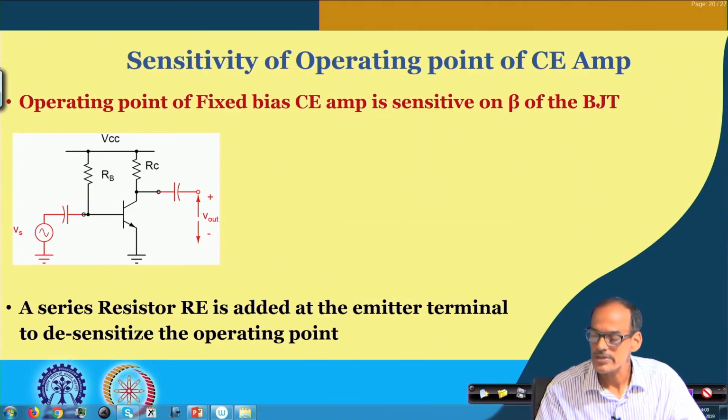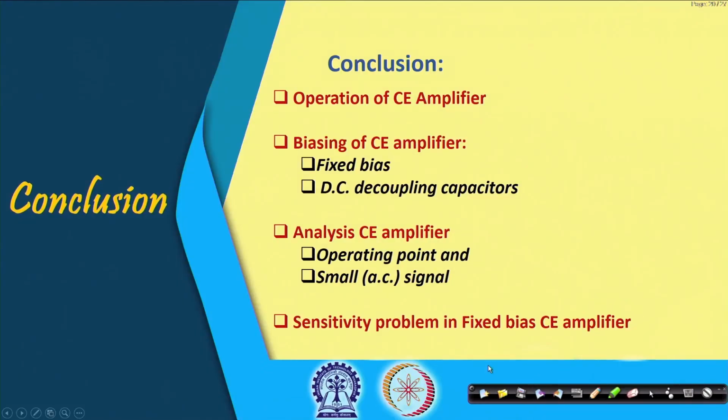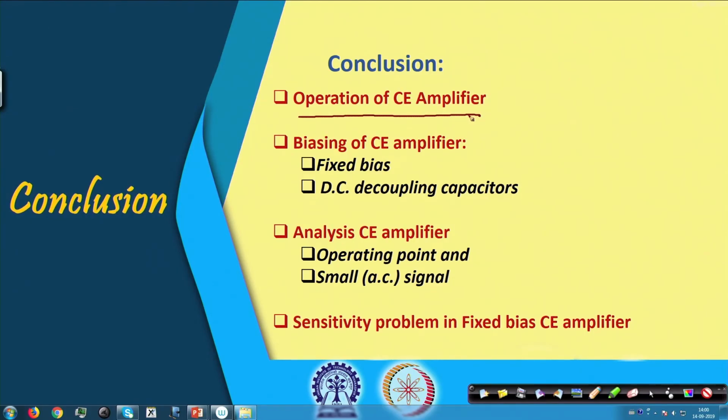So, what we have discussed today, let me summarize. We have started with the simple operation of the CE amplifier, whatever knowledge we already had gathered, and then we have discussed the biasing of the CE amplifier, namely how we define the operating point of the circuit by connecting a base resistor called fixed bias resistor RB at the base, and then we put a DC decoupling capacitor to feed the signal. So, in combination with RB and a capacitor called coupling capacitor Cc to feed the signal, we obtain the appropriate arrangement of the circuit.